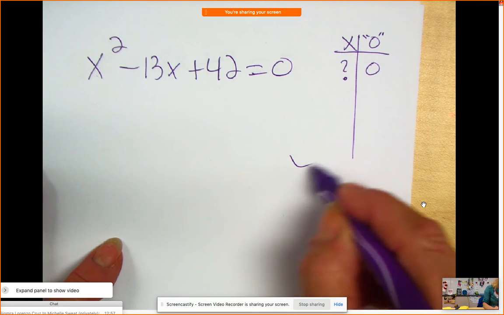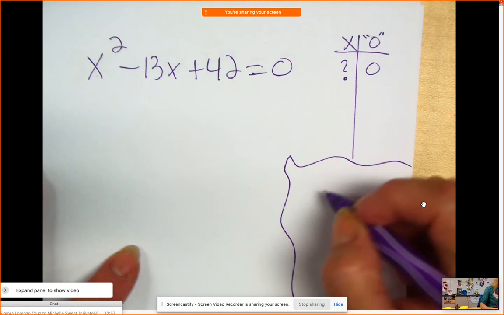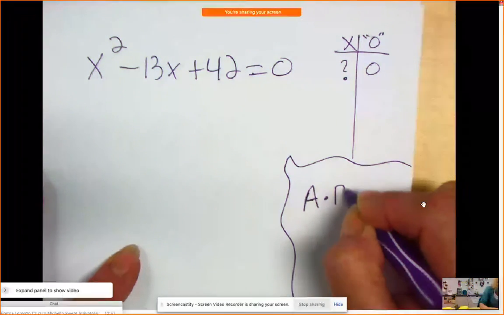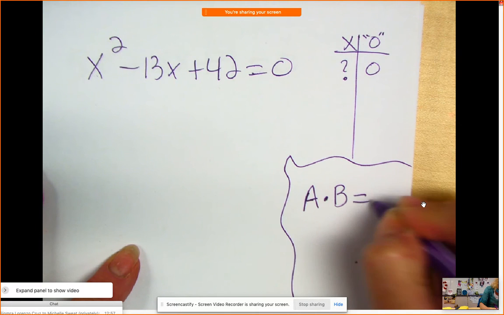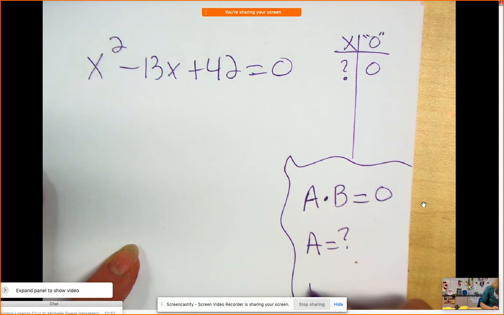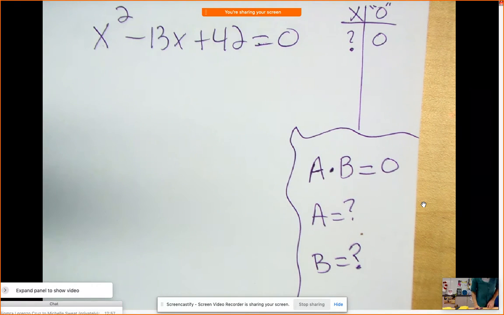I'll do my little sidebar first of all, and I'm going to ask someone to respond to me. I've got a number I'll just call A, and another number B. A times B, and I'm telling you it equals 0. What can you tell me about A or about B? What has to be true about one of those two variables?